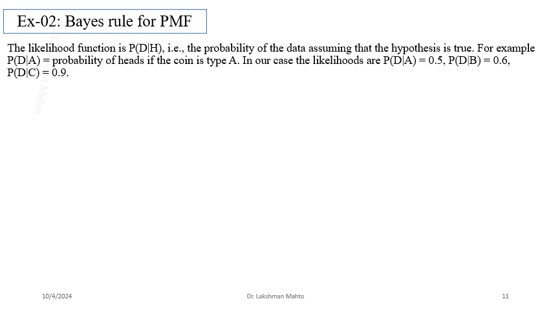0.5. Probability of getting head if it is type B. In the assumption, what is given? What is the probability of getting head in the second bent coin? The first bent coin is 0.6 and the second bent coin is 0.9. So this is given in the hypothesis.